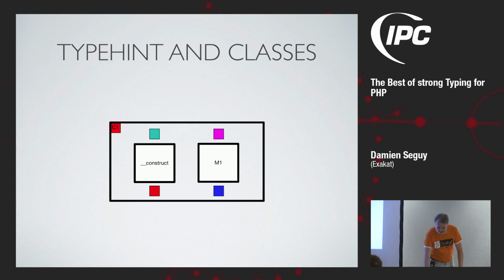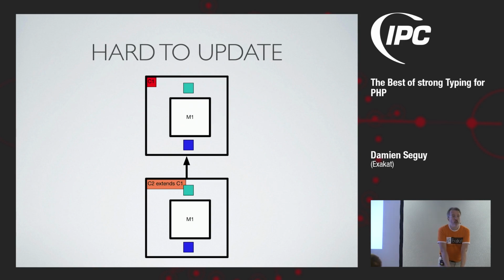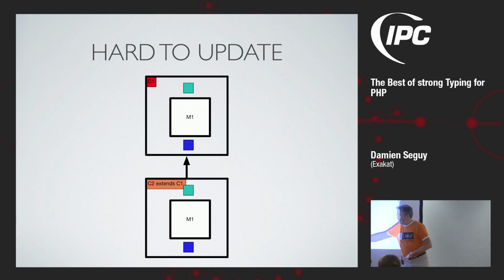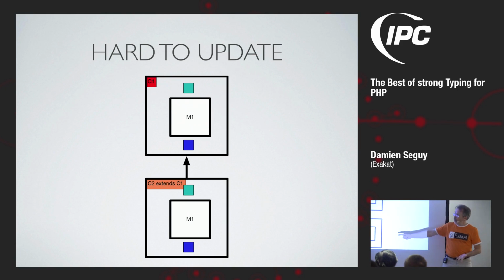First impact, it tends to make the code a little harder to update. In particular, if you're starting to type in, initially nothing is typed in, so no impact. But then you've got, probably like everyone, extensions. M1 from C2 overwrites M1 from C1.